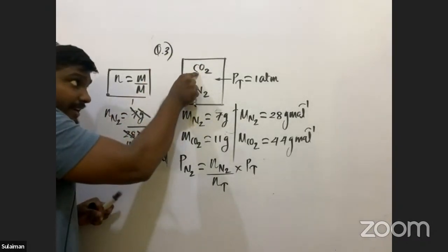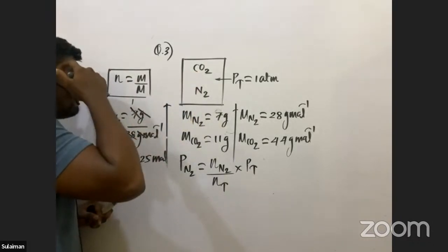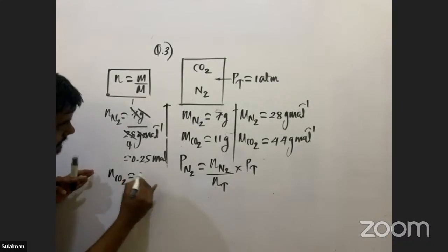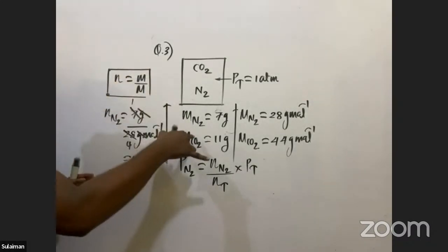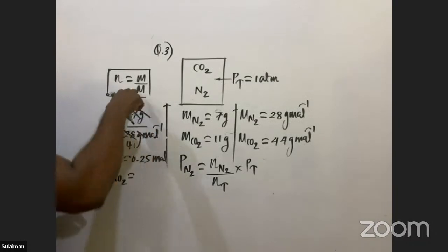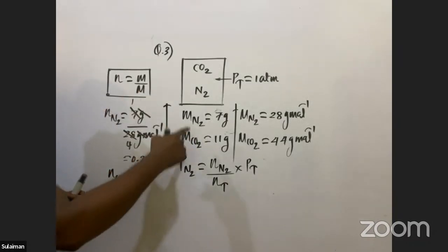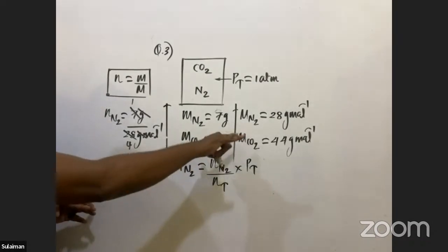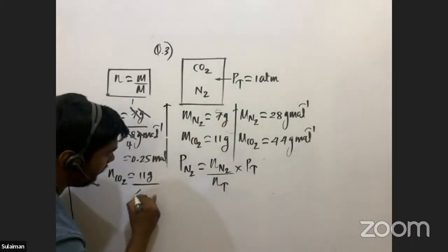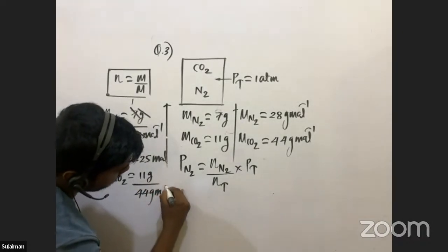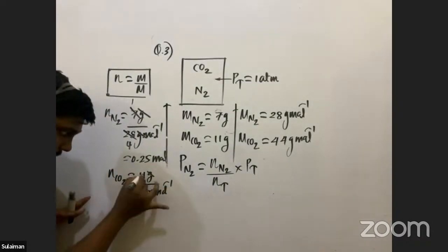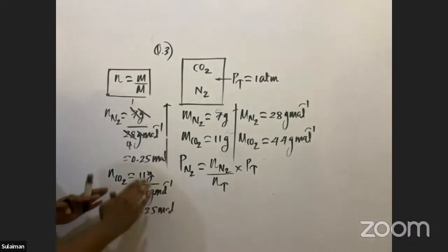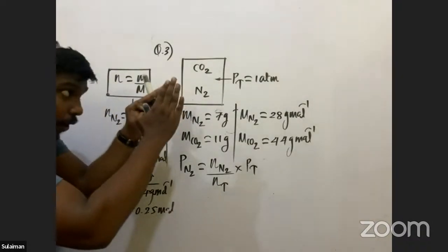Likewise, we can find the number of carbon dioxide moles as well. How do we find the number of carbon dioxide moles? Same idea: mass of carbon dioxide over molar mass of carbon dioxide. Mass of carbon dioxide is how much? 11 grams. Molar mass of carbon dioxide, we know 44 grams per mole. So when you simplify this, you will end up with 1 over 4, again 0.25 moles.